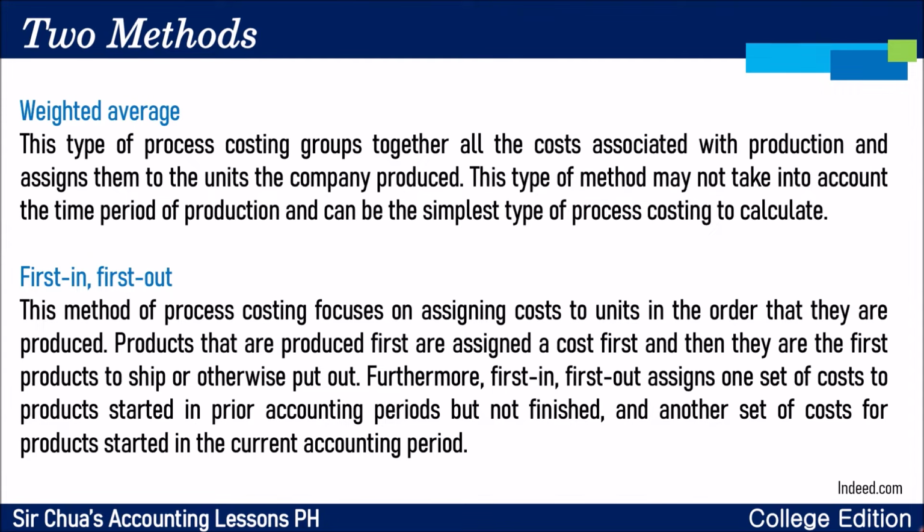Tas ang i-assign mong cost sa kanya is magkasama din yung beginning balance ng cost and yung current production cost. Talagang yun yung pagsasama-samahin mo lahat. Ang i-assign mo sa weighted average method is, as in lahat ng cost na na-incur.